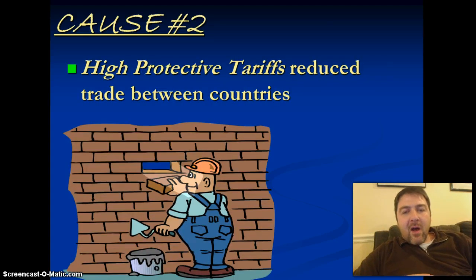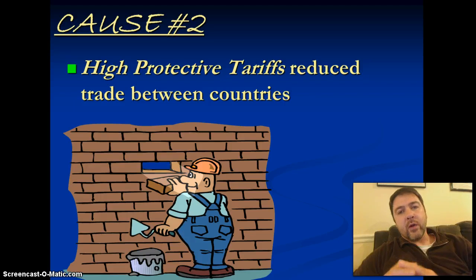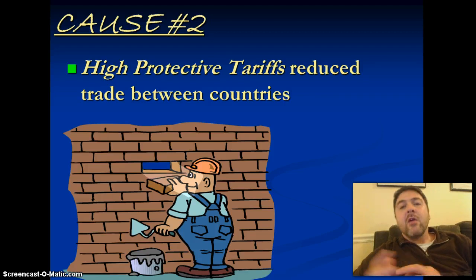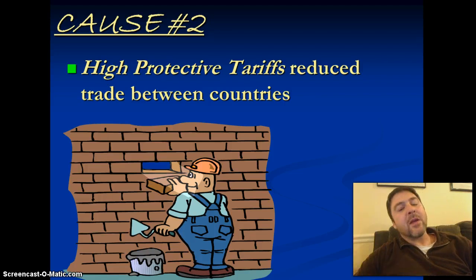Okay, the second cause in our next box were high protective tariffs that reduce trade between countries. A tariff is a tax, and more specifically, it's a tax on products imported into a country. If you want to buy a Japanese or Korean or German car, for example, you'll typically have to pay a little bit more than what it says on the sticker price because the government tacks on a tariff, maybe an extra $200, $500, usually a nominal amount.